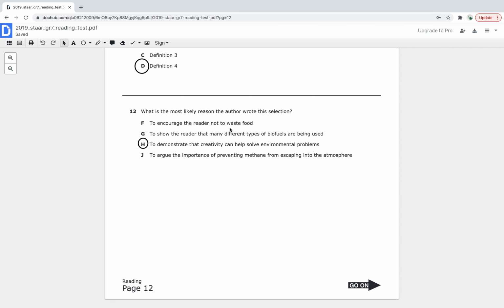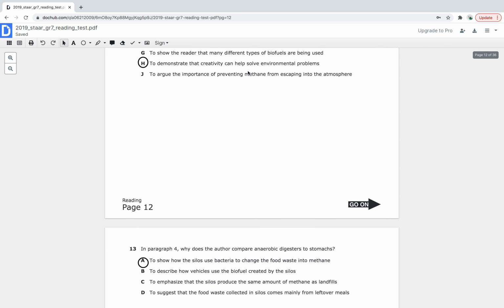Encourage not to waste food. The main idea is not about not wasting food; it's to make use of the wasted food. To show readers many types of... No, this doesn't talk about biofuels. They only talk about one type of biofuel made from food waste. To argue the importance of preventing methane from escaping into the atmosphere. No, it doesn't say that either.